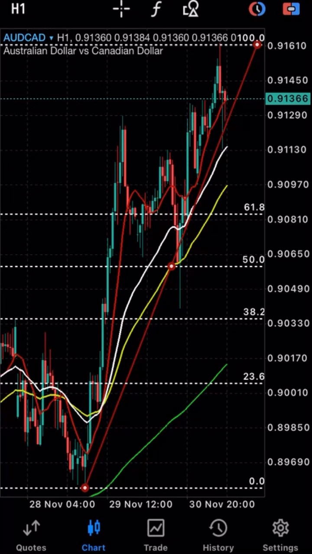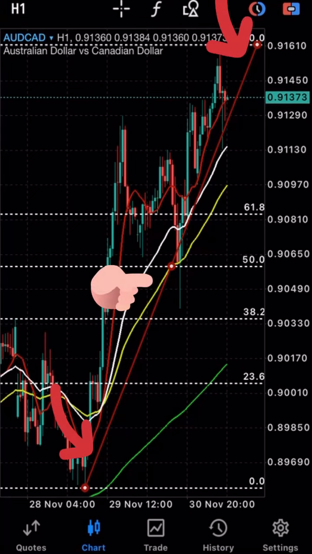Did you see how I drag it, right? Now the red line that touches the highest point, which is 0.91610, touches the highest point and the lowest point, which is 0.89690. Those two points, you see a red line that crosses across that place. It's showing you that the red line is a trend line.